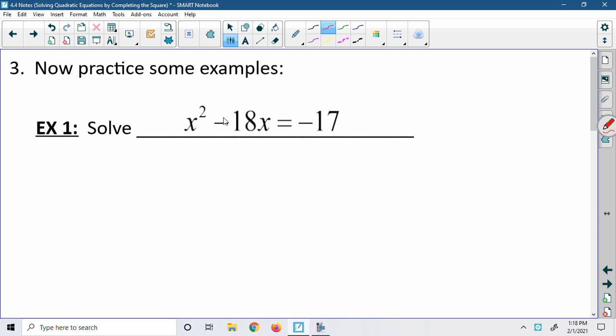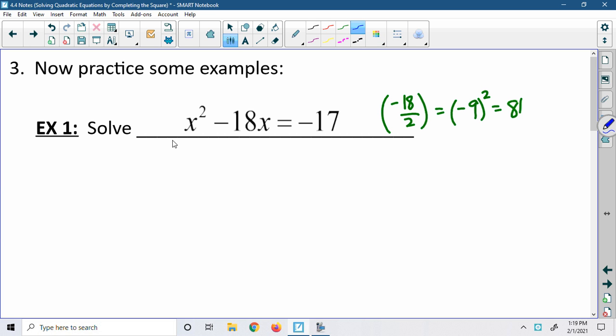So step 2, we need to figure out what this mystery number is going to be. And that's just my vocabulary. I don't think the book calls it the mystery number, but you take the middle number, just like you wrote down on your steps a second ago, and first of all, you cut it in half. So negative 18 divided by 2 is negative 9. And then you square that thing. So negative 9 all squared is a positive 81. So our mystery number is going to be a positive 81.